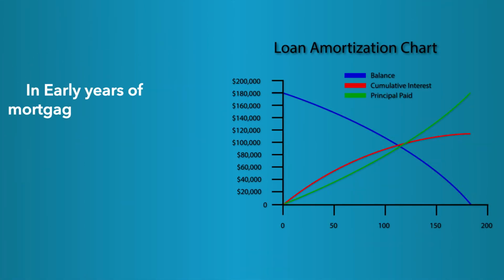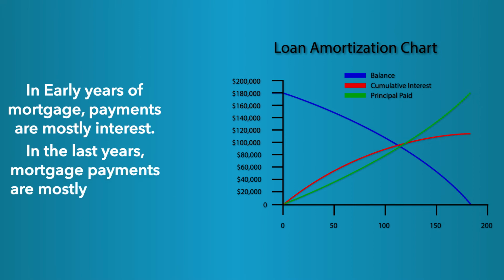In the early years of the mortgage, your payments are mostly interest, while in the last years they are mostly principal. In other words, in an amortization schedule, the percentage of each payment that goes toward interest diminishes a bit with each payment, and the percentage that goes toward principal increases. It is important to distinguish between them because the mortgage interest is tax deductible. That tax benefit is greater in the earlier years of the mortgage, when the interest expense is larger.